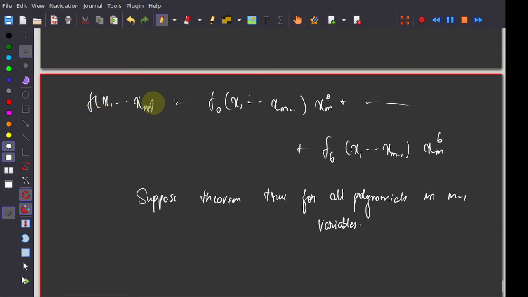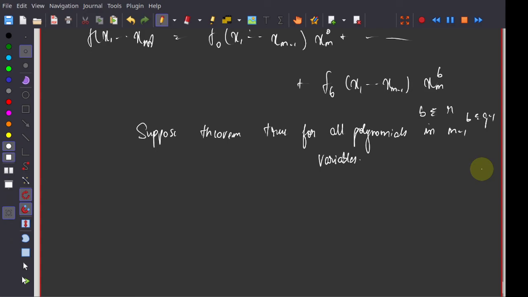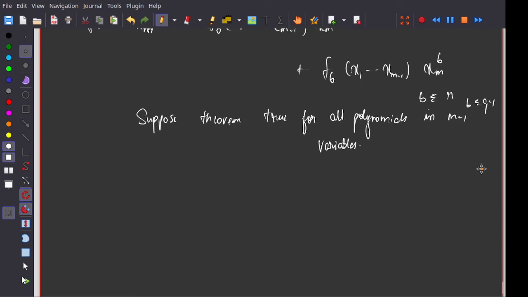So now we can write f of x1 through xm as, again, as we did previously, f0 times xm to the power 0 plus f1 times xm to the power 1 and so on, up to fb times xm to the power b. So we are assuming that the individual degree of xm is b for some b less than or equal to r, and of course b also has to be less than or equal to q minus 1. So it's less than or equal to the minimum of r and q minus 1. Okay, so now again we have two events, right?